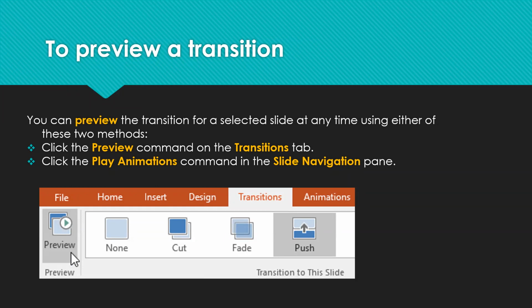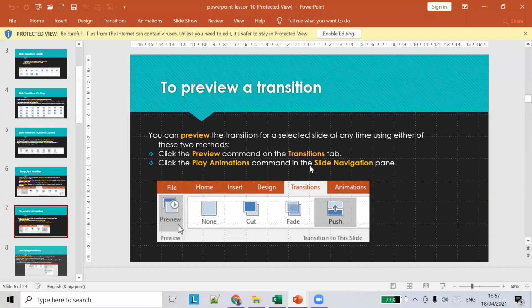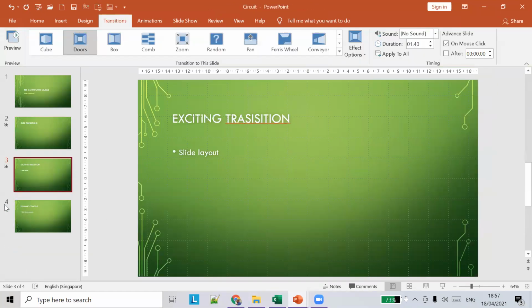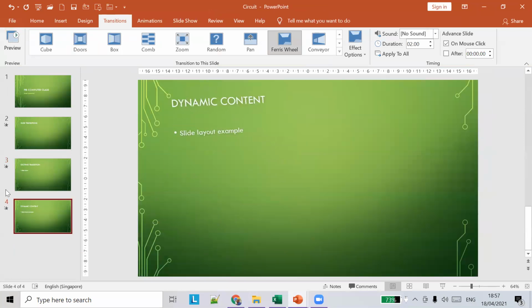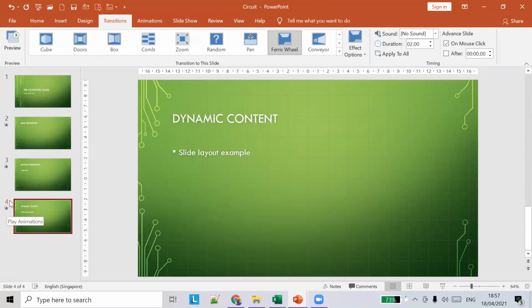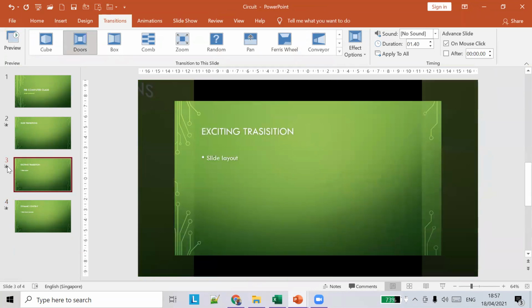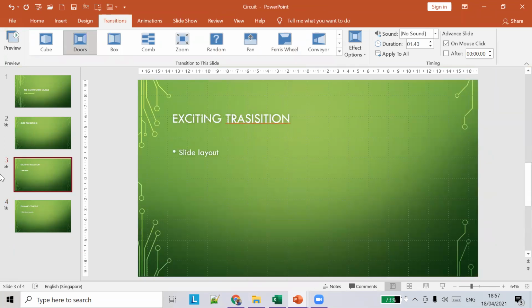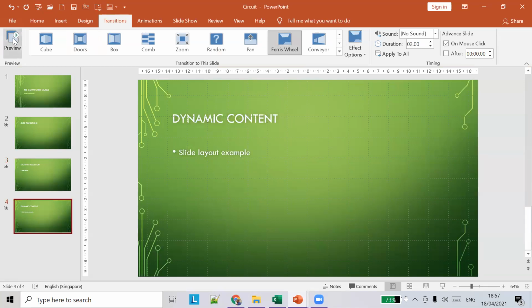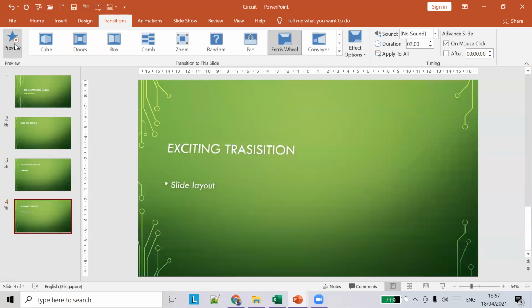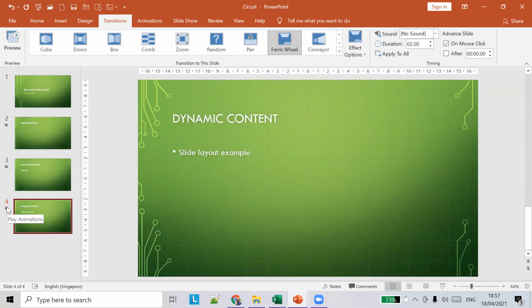Let's see, where do we have the play animations command in the slide? I think this is called the play animations button. You can click here to preview the transitions. Either you can do it from this button, or you can do it from the play animations button here. So in the navigation pane, there are two ways to preview the transition that is already applied to the slide. So you got it.